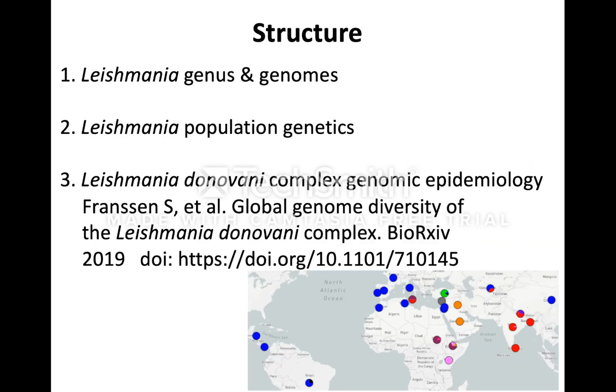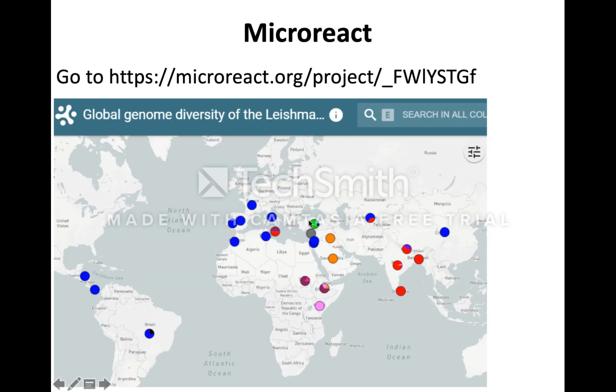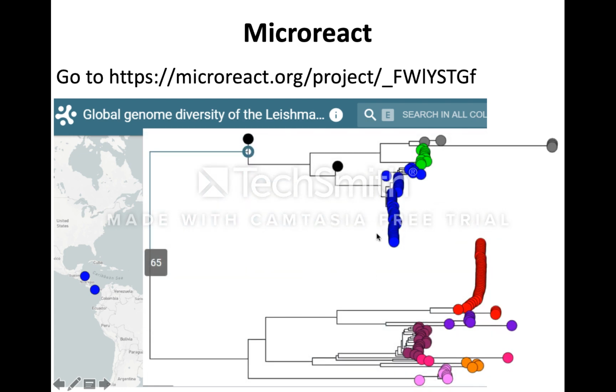So the new study by Franssen gives us much better information on diversity of Leishmania across the world. So what's nice about the study is that the information is uploaded to Microreact, and we'll look at that later. So you can look at the frequency of different samples from around the world, across from China into Uzbekistan, into France, and so on. And what we've done is reconstructed the evolutionary history of these samples to show the differences in the genetic groups that we see.